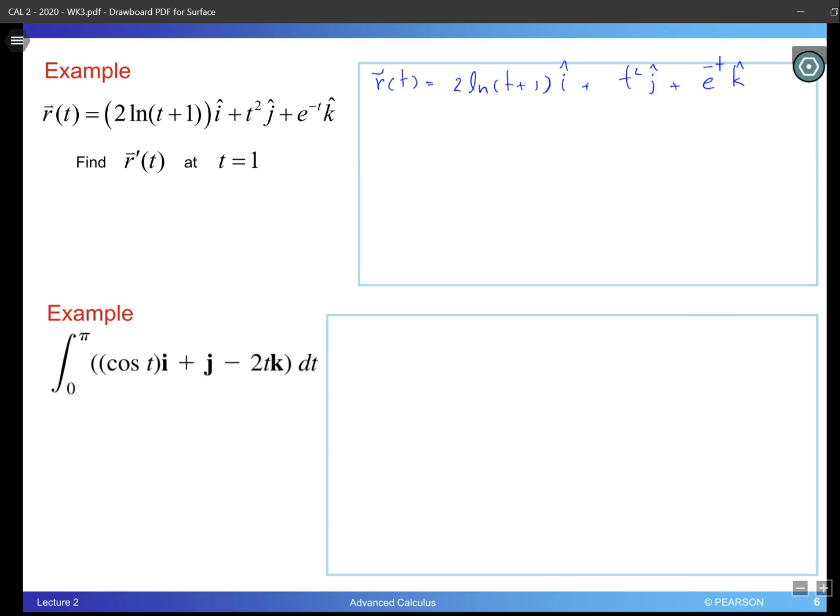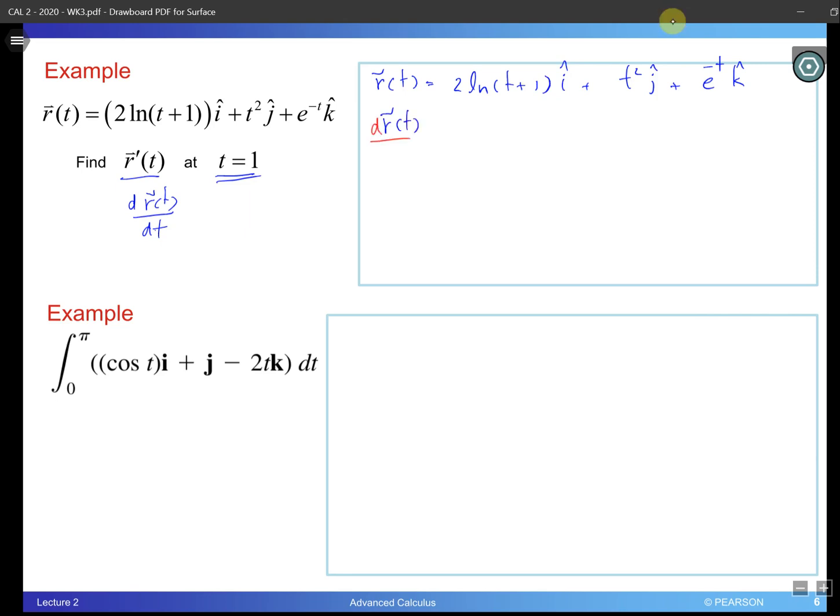Okay, that is what we have in the beginning, and we want to find this. Well, the first derivative of r with respect to t, you can write it like this: dr/dt at t equal to 1. So let's diff this. We want to perform differentiation of this r of t.